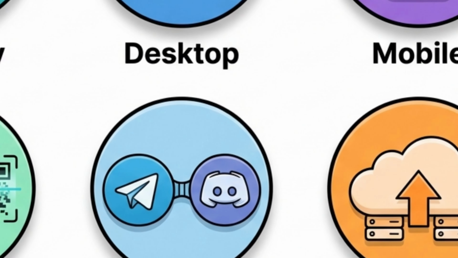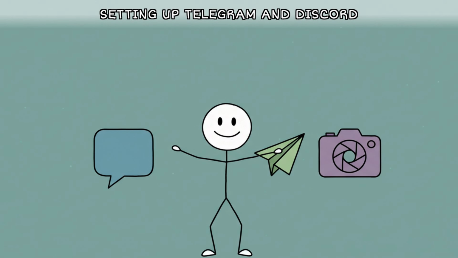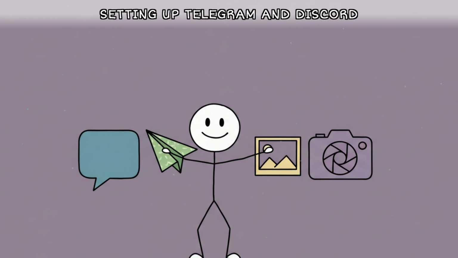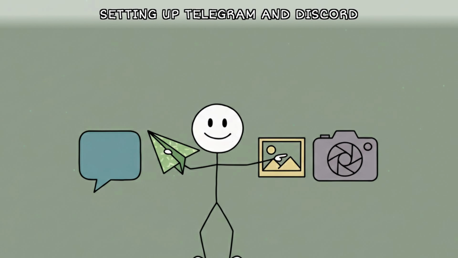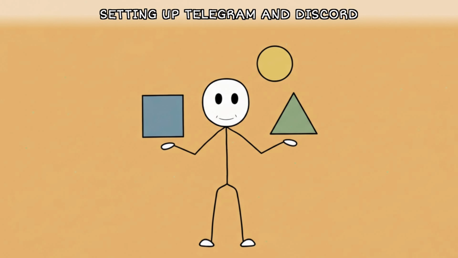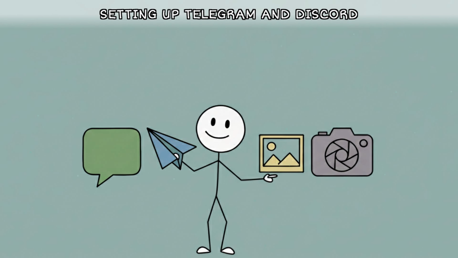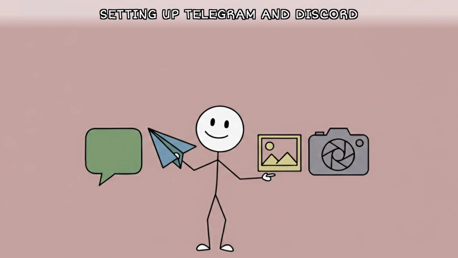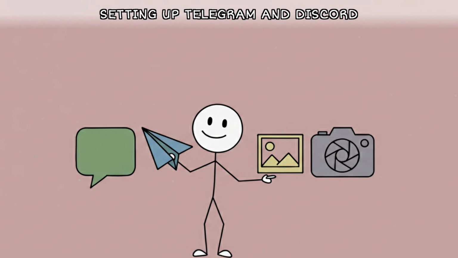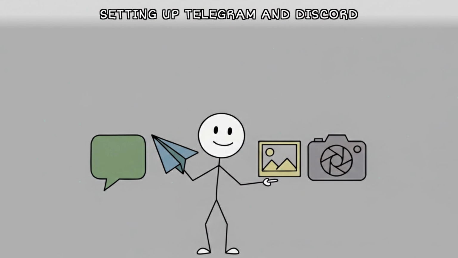Setting up Telegram and Discord. Moving on from WhatsApp, let's cover Telegram and Discord. These platforms work differently. They use official bot APIs instead of device linking. For Telegram, search for BotFather. That's the official Telegram bot for creating other bots. Send /newbot. Follow the prompts.